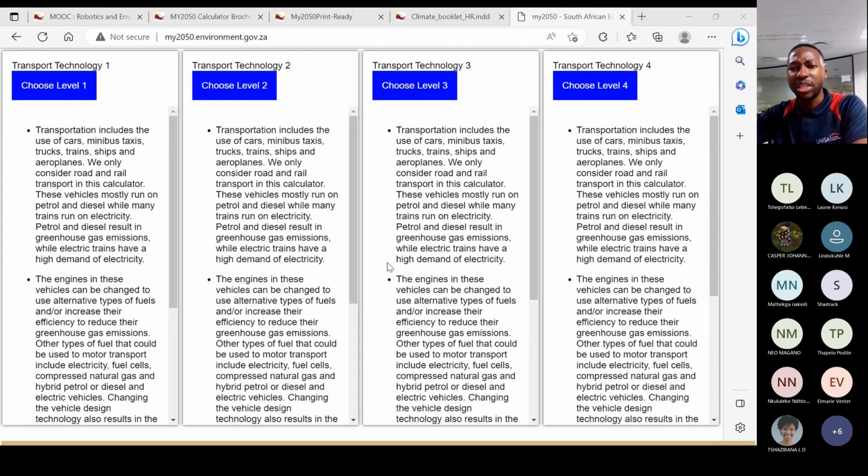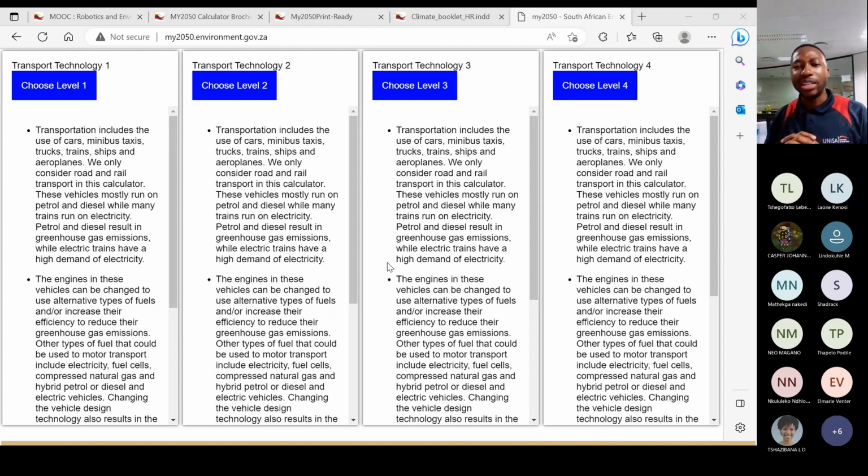So here they'll talk about transportation includes the uses of cars, minibus, taxis, trucks, trains, ships, and airplanes, for example. And then they'll say we only consider road and rail transport in this calculator. These vehicles mostly run on petrol and diesel, while many trains run on electricity. And then they'll say that petrol and diesel result in greenhouse gas emissions. So I've broken that down by saying that greenhouse gas emissions are that type of smoke that you see in cars. So when you speak those small or those type of languages to the learners, they get to understand. And when you refer to them that this is what is called greenhouse gas emissions, they get to understand.